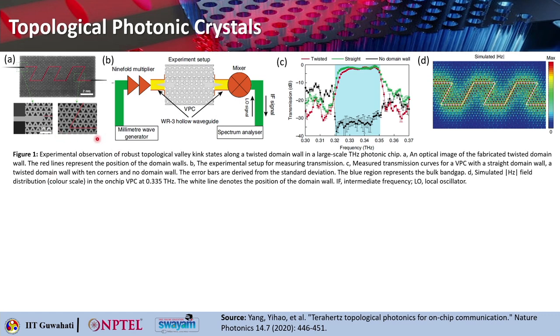So you can actually make this kind of topological photonic crystals where two different sets of unit cells can give you the domain wall. And this is how you create it. The red mark shows you the domain wall, which is shown here. So this tells you the experimental setup for measuring the transmission.